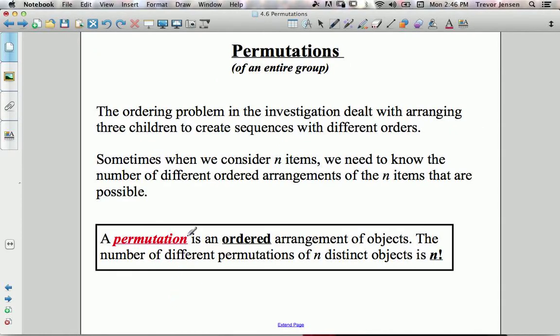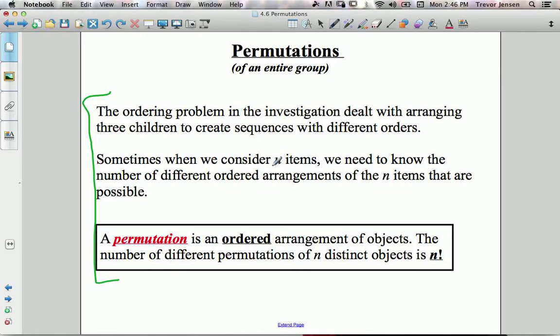All right, here's a nice definition of permutations for you here. Okay, so the ordering problem in the investigation dealt with arranging 3 children to create sequences with different orders. So when you think orders, you want to think permutations. Okay, I keep stressing that because the next lesson is going to be on combinations, where the order of the objects is not important. But permutations, the order is very important for the objects.